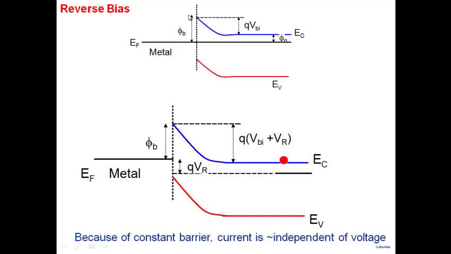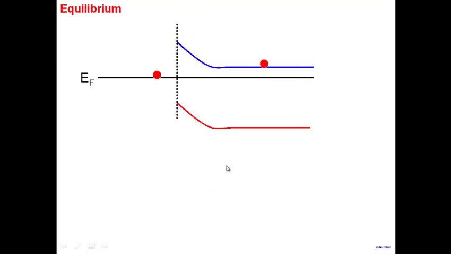Forward bias, you have a lot of electrons flowing. Reverse bias, you have few electrons flowing from metal to semiconductor. And you have a rectifying behavior here. Okay, let's look at this particular behavior in a little bit more detail here.